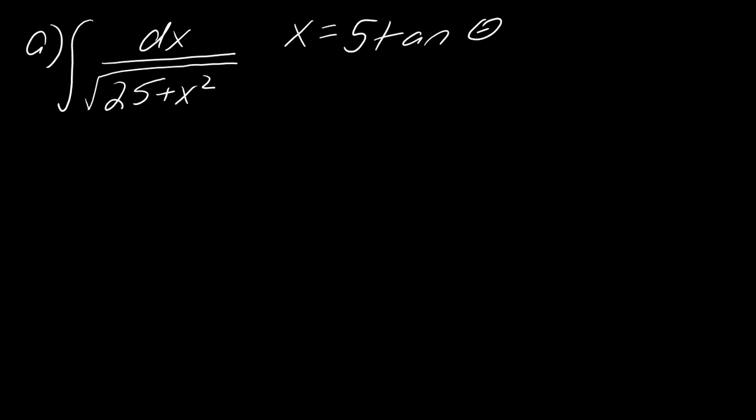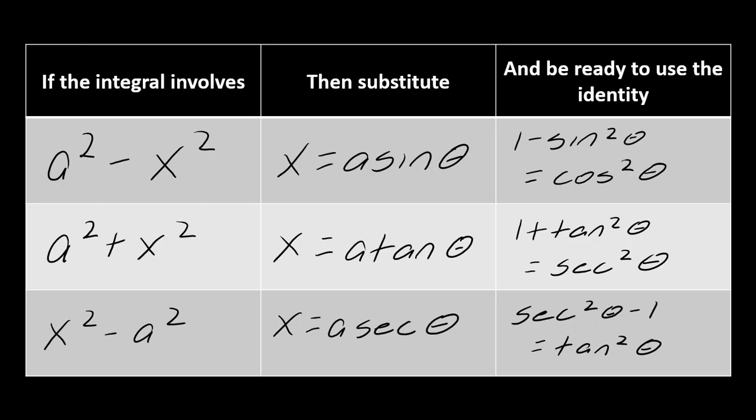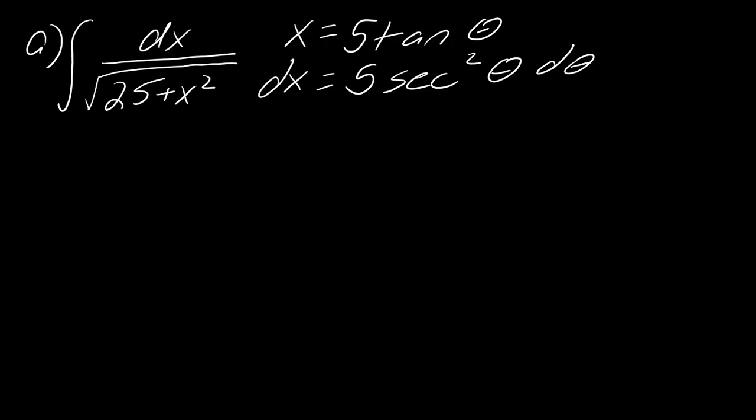Now from here, you're really just doing normal things that you would do with substitution. So I'm going to go ahead and take the derivative. So this will be 5 secant squared theta d theta. And I like this chart just because it also has a pretty good hint for us as to what we need to probably watch out for. So we will most likely use this identity: 1 plus tangent squared theta equals secant squared theta.